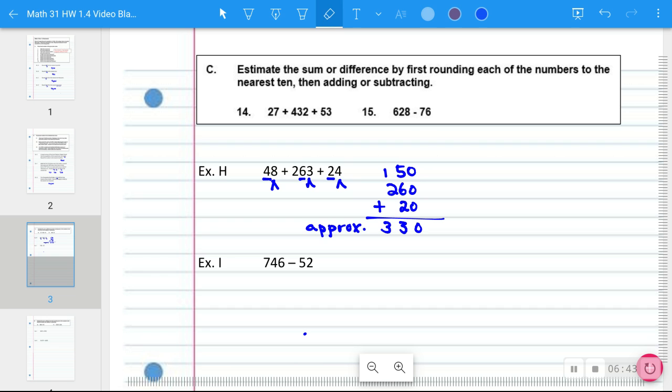Or there's a symbol for that. It's a sort of squiggly looking equal sign here. And I'm not sure how far off that is from 330, but it should be fairly close.